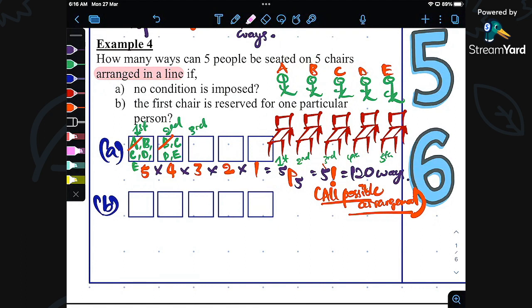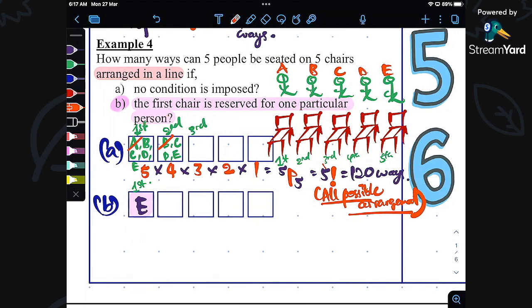So now the second question here is very unique. Very interesting, because it says the first chair is reserved for one particular person. It is reserved so that only one of them can sit on the first chair. For example, I choose person C. Only person C can sit here. Or if I don't want person C, only person E can sit here, as long as only one person can sit on the first chair. The first chair is for only one person, because it says one particular person only.